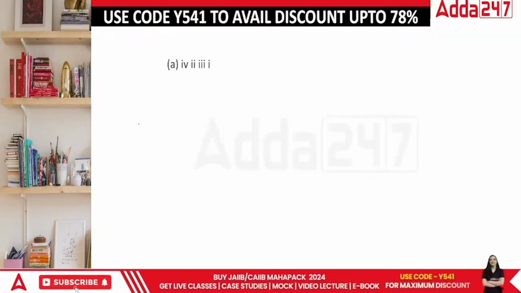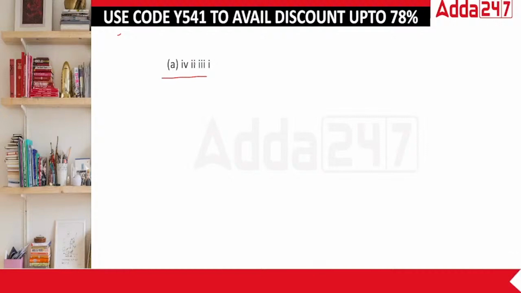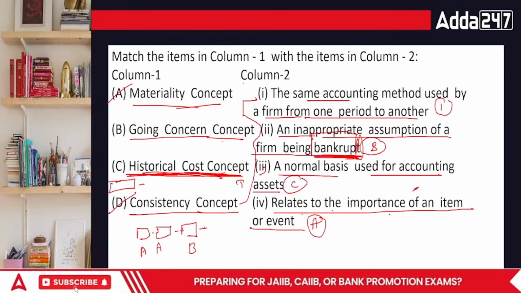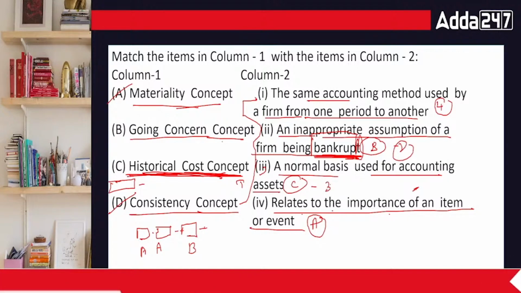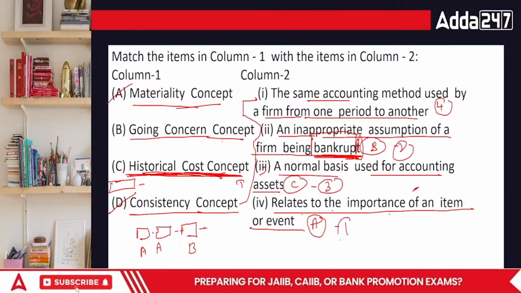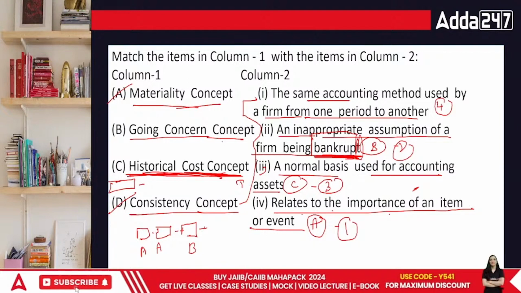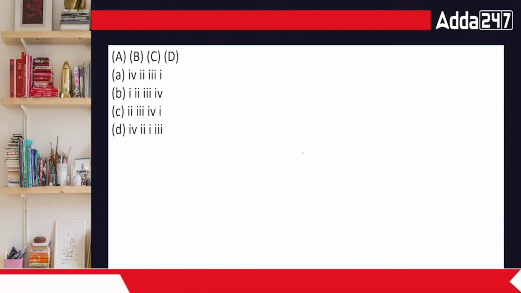So in this case, the correct answer was 4231. And that is what we have chosen. Here, this one is for 4 and this one is for 2. Then this one is for 3 and this one is for 1. So you've got the answers. Next pointer.